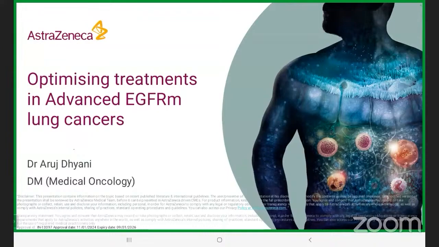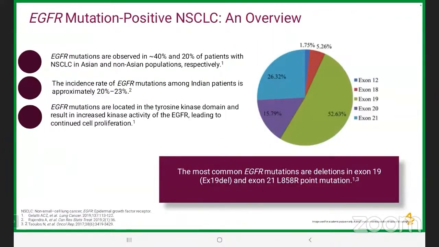So I'll be talking about optimizing treatments in advanced EGFR mutated lung cancers, only in the advanced setting, not in the adjuvant setting for early carcinoma lung. EGFR mutation has been covered in length and breadth previously, and we all know that EGFR mutation is of the order of 20 to 40% in the Asian and non-Asian patient populations. In our patients, usually we see that around 20 to 23% of patients with adenocarcinoma lung would be harboring EGFR mutations, the most common being exon 19 and exon 21.